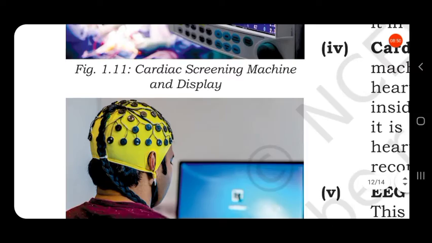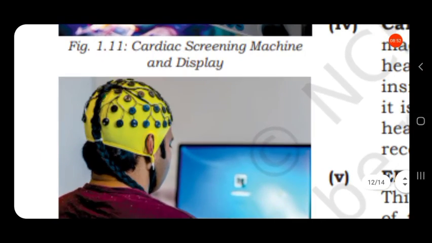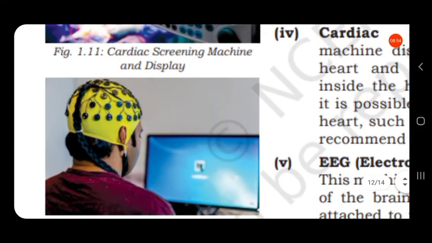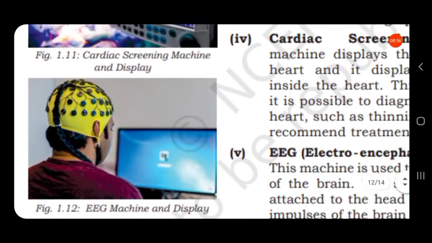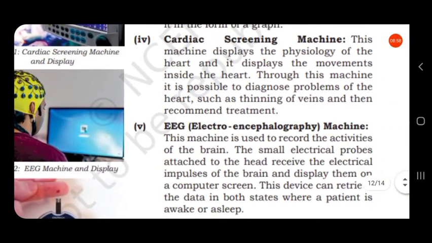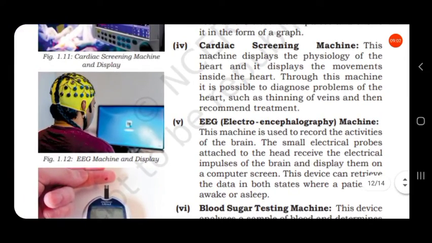So you can see small button like things that are attached to our head and that receive the impulses from the brain, the electrical impulses of the brain, and display them on the computer screen. This device can retrieve the data in both states where a patient is awake or asleep.